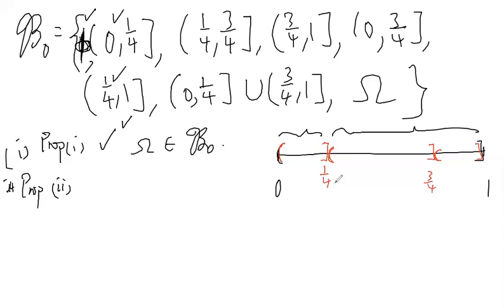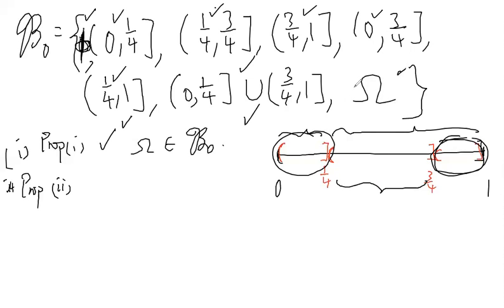1/4 to 3/4 is this guy, so its complement will be these 2 parts taken together, union. 3/4 to 1 is this guy here, so its complement is 0 to 3/4. So this guy and this guy are complements. So you found all the complements. So A in B implies that the complement is there. So okay.